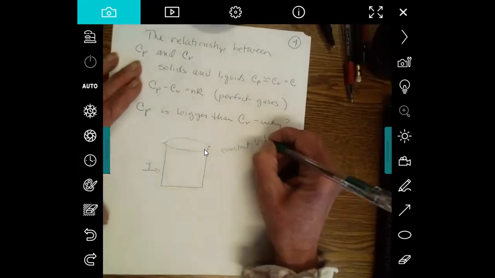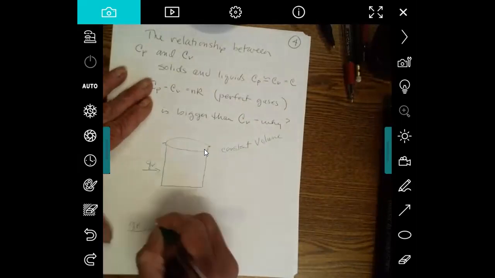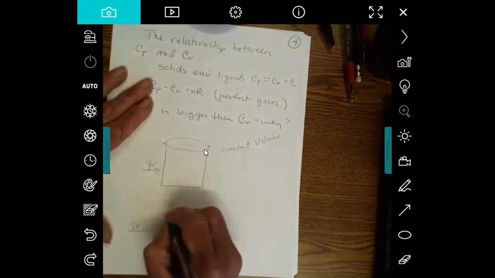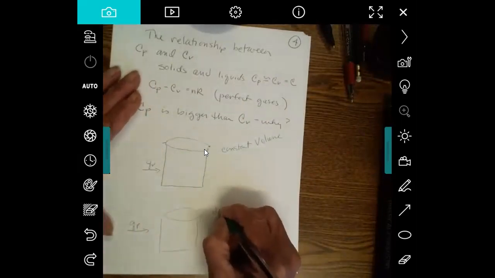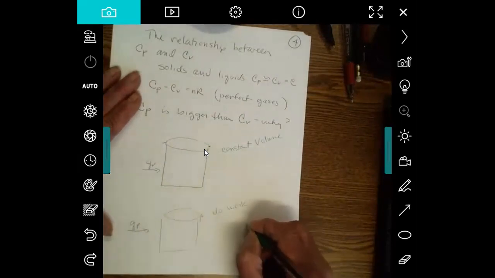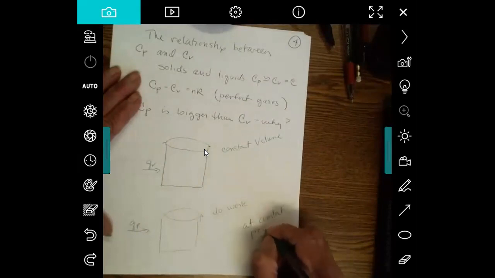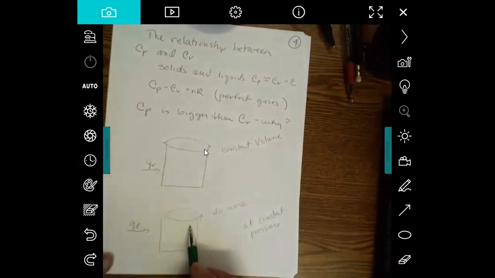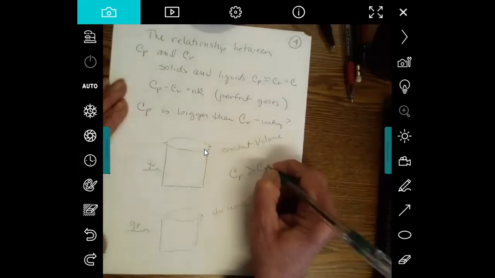If you're at constant pressure, on the other hand, then this can go up. So as you add heat, your piston can move and you can do work. And if you do work, then some of this heat is used to do that work. So you don't change the temperature as much. So it's always going to take more energy to change the temperature at constant pressure. So it's going to be true that Cp should be bigger than Cv always.